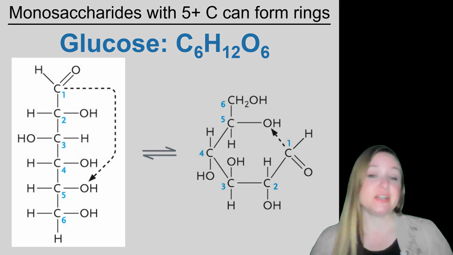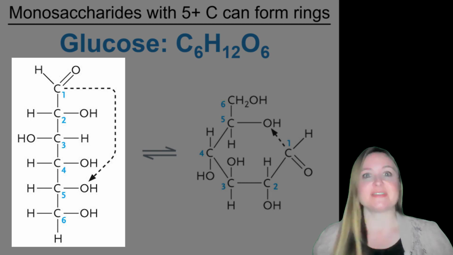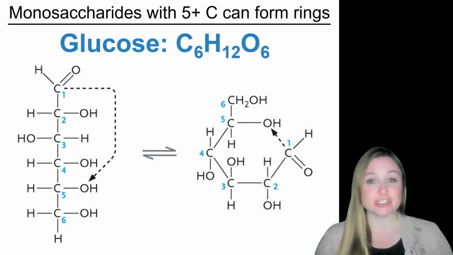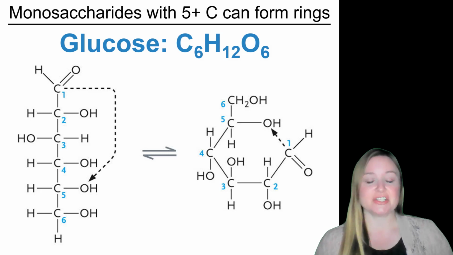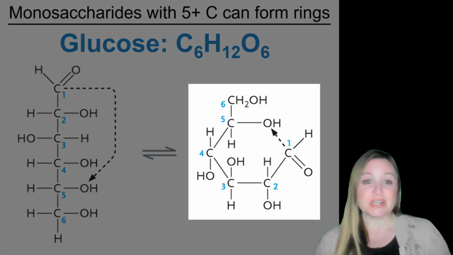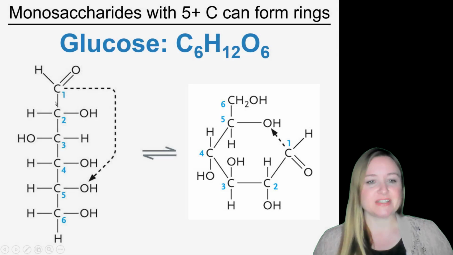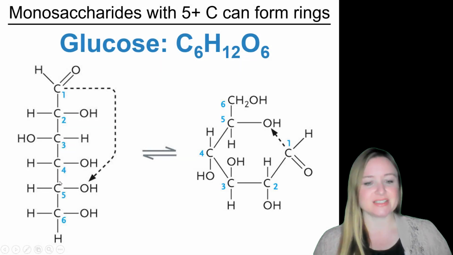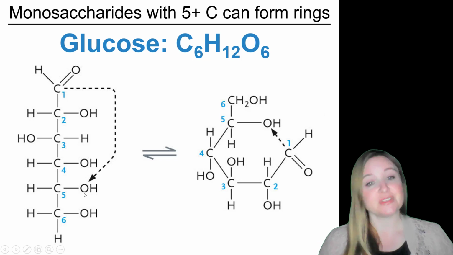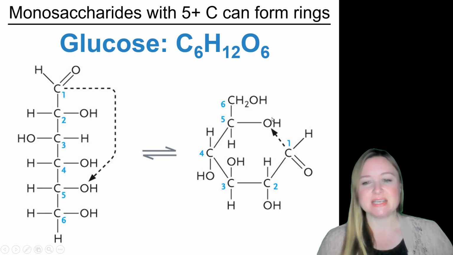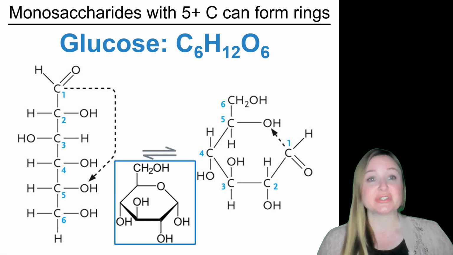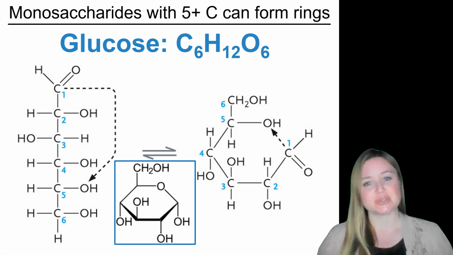So here we have the linear form of glucose, and glucose is a very important monosaccharide, very important sugar in our bodies. It has 6 carbons, 12 hydrogens, and 6 oxygens. Now, what can happen is that the linear form can actually create a ring structure so that the carbon that's found at this first carbon in the 6-carbon chain, right? This carbon can react with this hydroxyl group, this OH that's found next to the 5th carbon. And so when that happens, it actually forms a ring. So here's the structure of glucose as a ring.